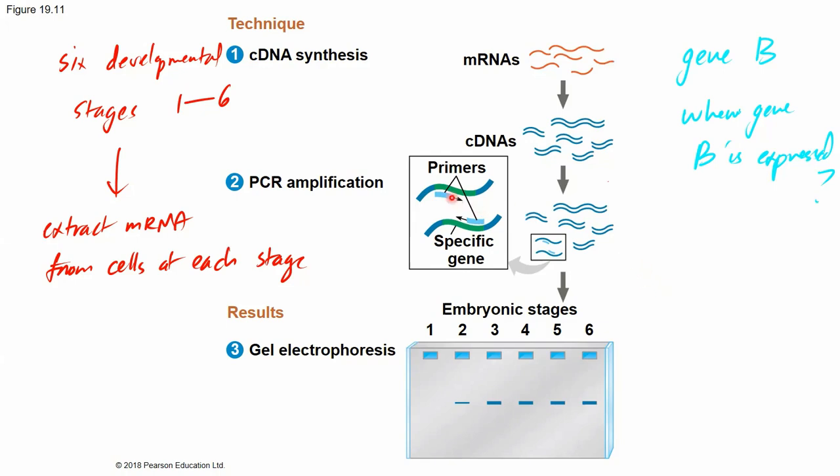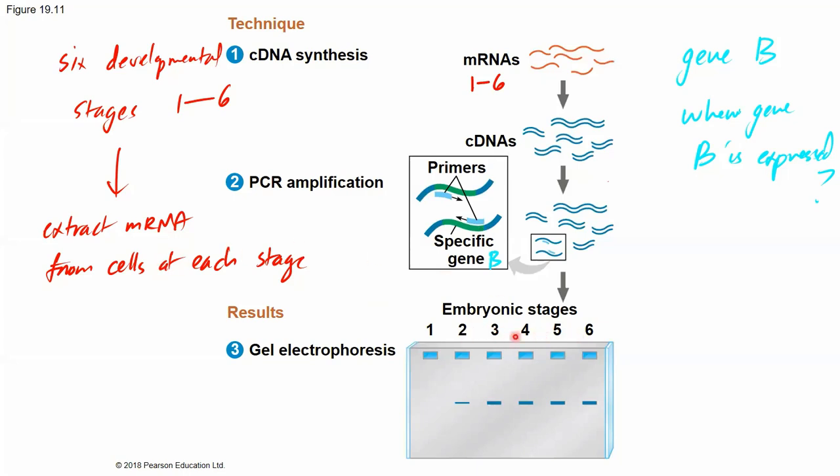So notice here we use specific primers. This is the specific gene that we are looking for. Okay, this is gene B, let's say, and we use specific primers for gene B. So we extract mRNA from stages 1 to 6. Then we do RT-PCR. So we will have 6 samples, 6 tubes. Each tube will contain the mRNA from cells of that stage.